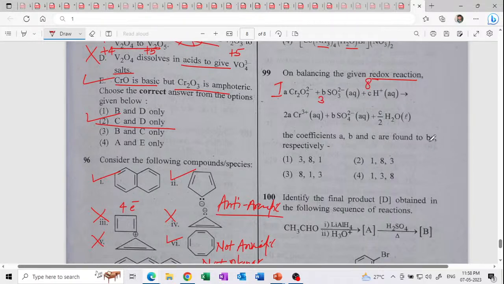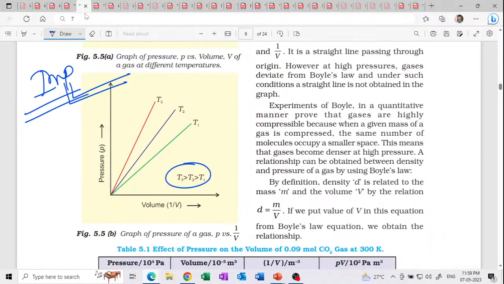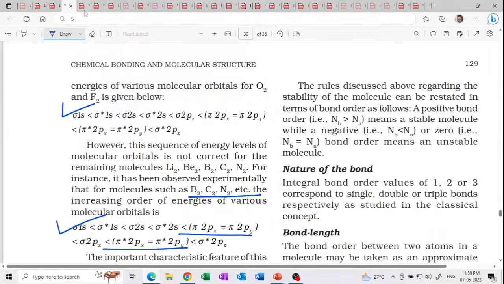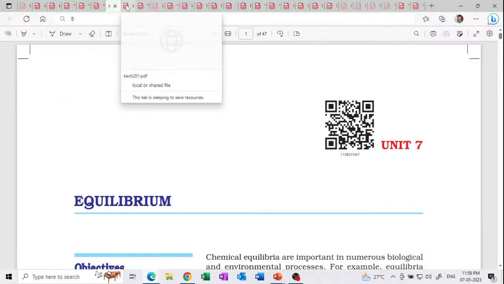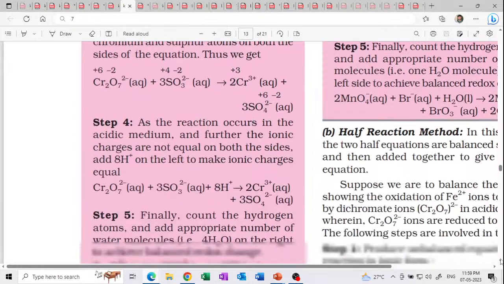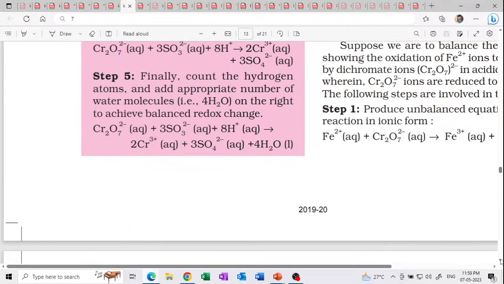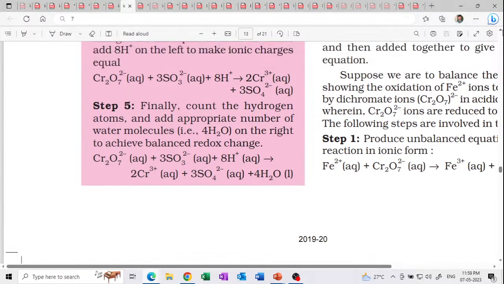Get it? So this is the question from the CBSE NCERT. Direct text question solved. Okay, let me show you. So this is the question from the CBSE NCERT, redox reaction. Solved directly in the text. Get it? Please check, this is very important.